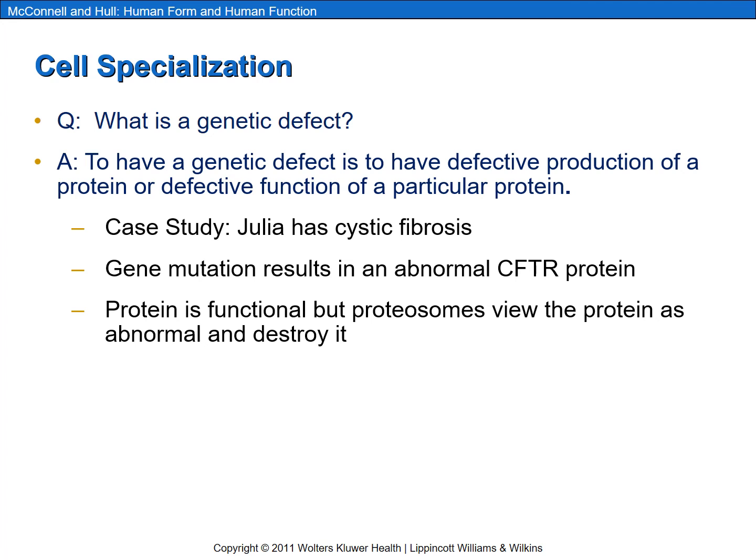Now, this CFTR protein, in terms of function, can function normally. However, because structurally the CFTR protein is abnormal, the proteasomes, those are the organelles that are responsible for destroying abnormal proteins, recognize them as abnormal and destroy them. So in Julia's cells, she doesn't have the normal numbers of the CFTR proteins. And this causes the disease cystic fibrosis.